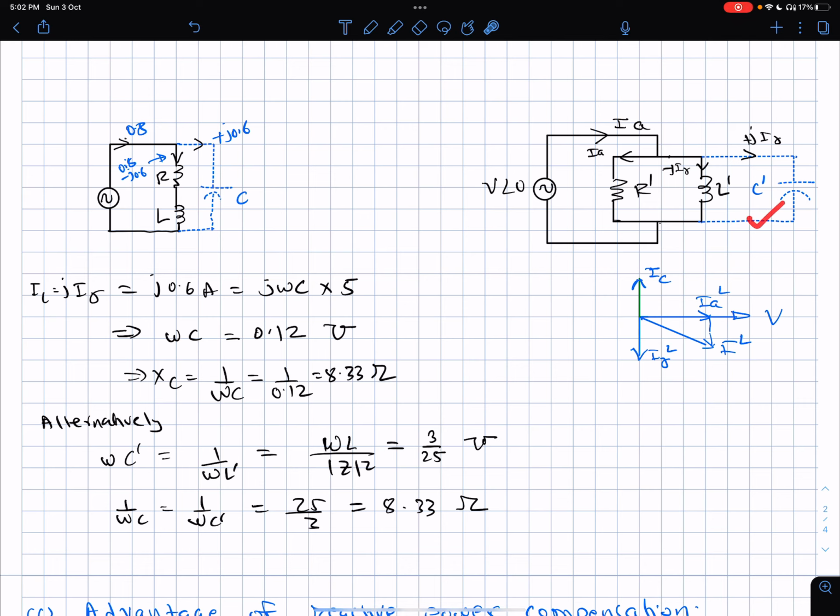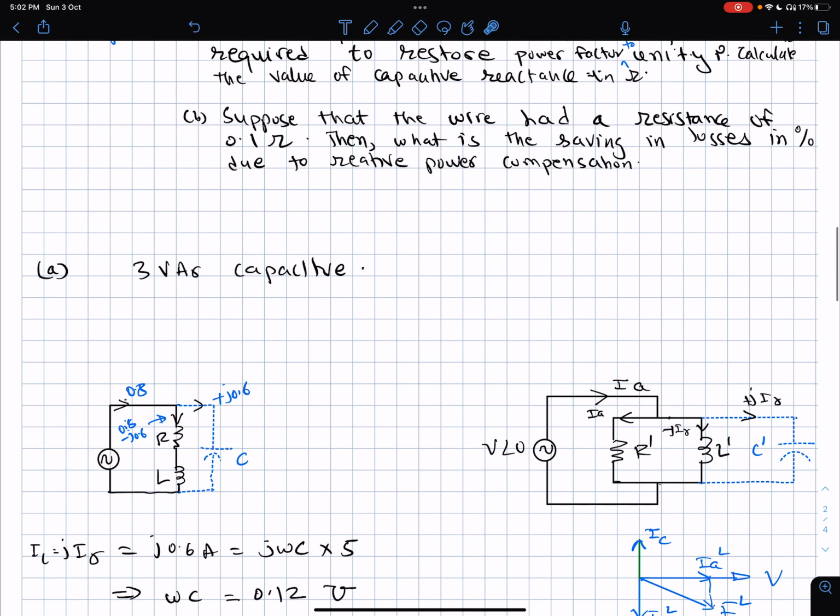You could have done it from here also. As I said earlier, you should choose omega c dash to be equal to 1 by omega L dash, but 1 by omega L dash is nothing but omega L by mod of Z square, which is omega L is 3, mod of Z was 5 ohms, so 25. So again it comes out to be 8.33 ohms. So if you do this, then what is happening is that the 3 volt amperes inductive, which is the reactive power consumed by the load, is now equivalently generated or supplied by the shunt capacitor there, restoring the power factor back to unity.